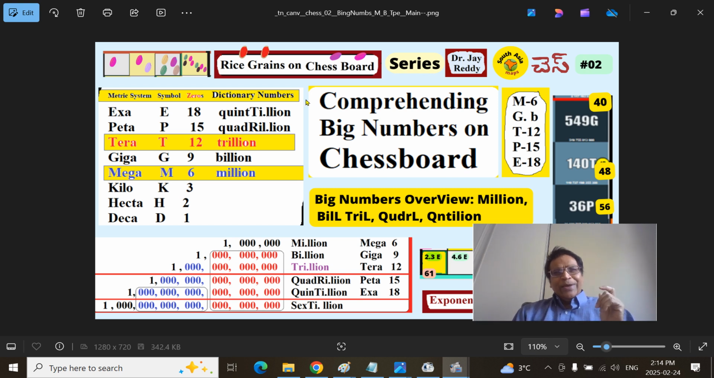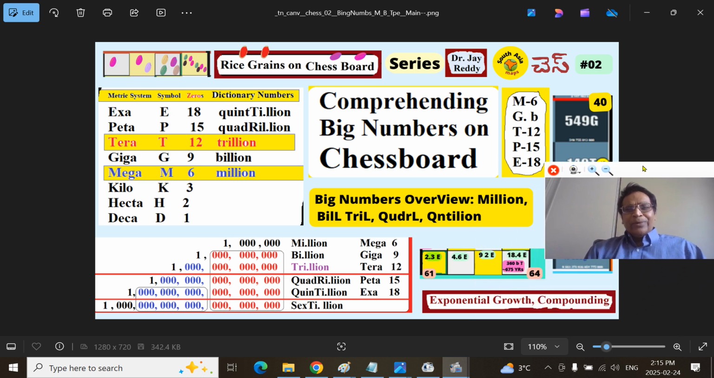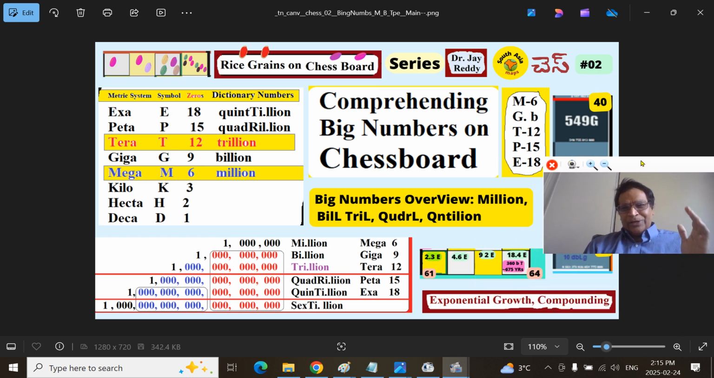We are continuing our exponential growth series, our rice grains on chessboard series. This is Part 2, where we are trying to comprehend the very big numbers on the chessboard. When you reach the 64th square, the numbers will be very enormous. So I wanted to devote this particular presentation so that you will get clarity.